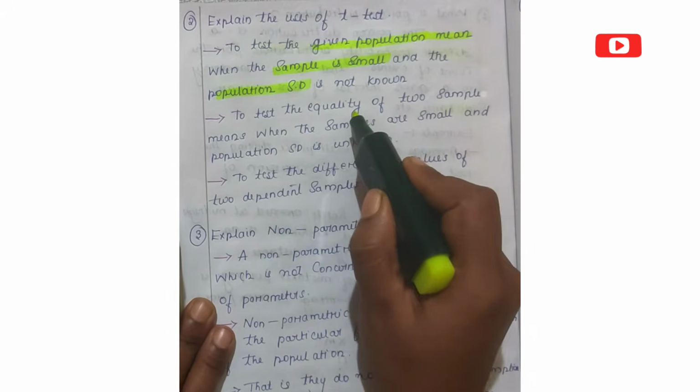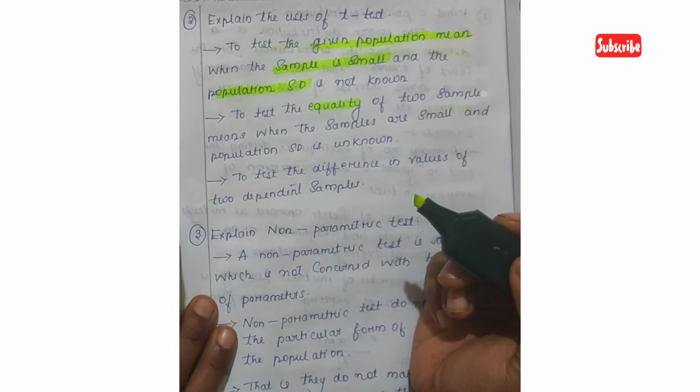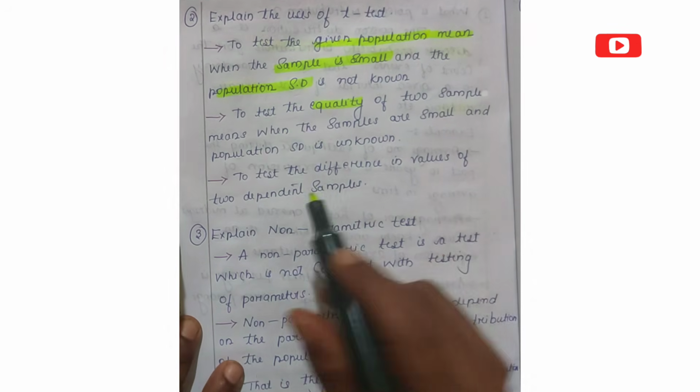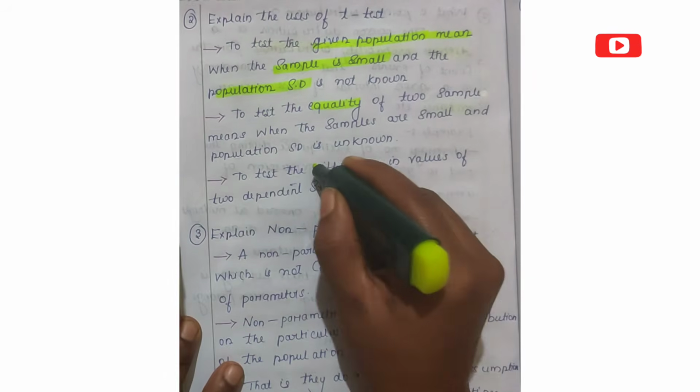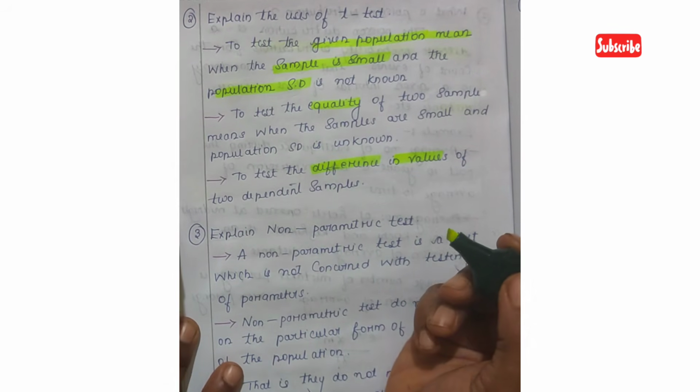To test the equality of two sample means when the samples are small and population standard deviation is unknown. To test the difference in values of two dependent samples.